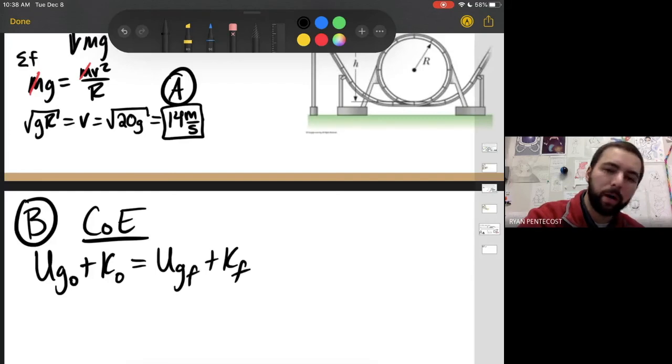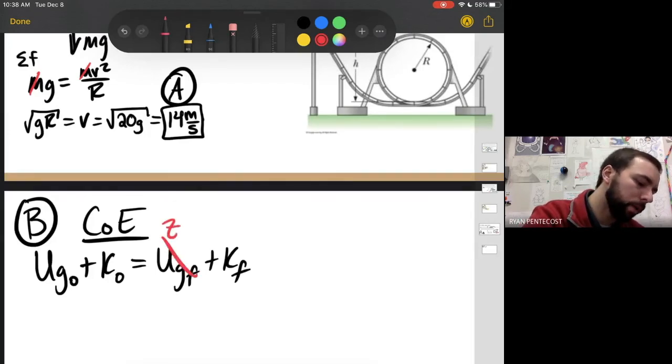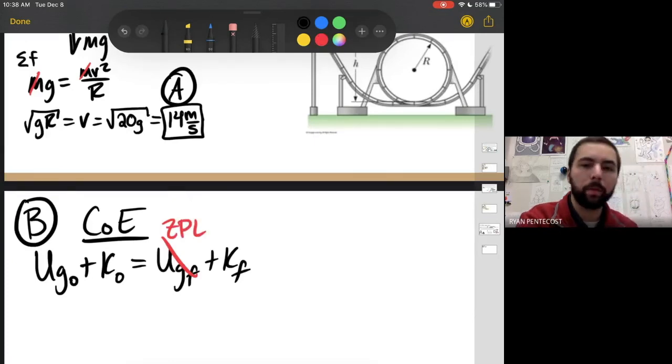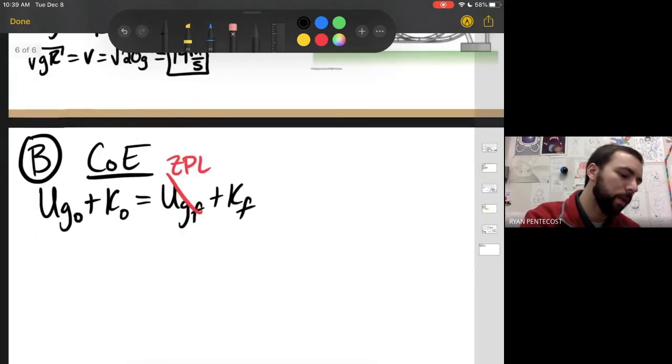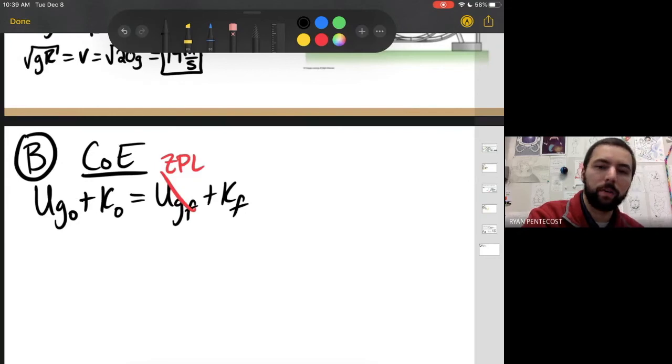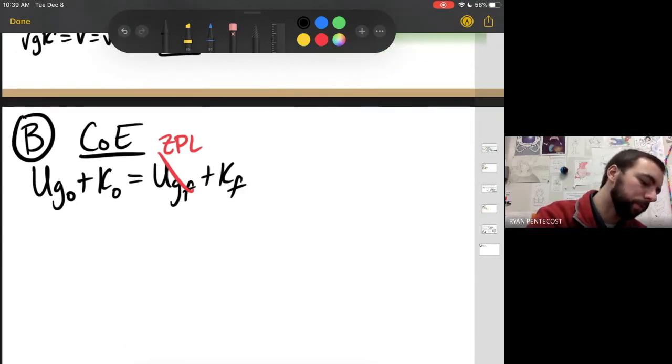We're at the bottom of the loop, right? So we'll say the bottom is our ZPL. We actually know the velocity at the top, right? The top of the loop has a velocity of 14 meters per second. It's just solve for the v final. That is our goal, v final.